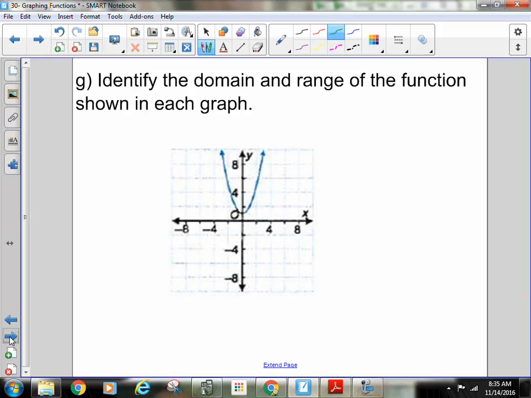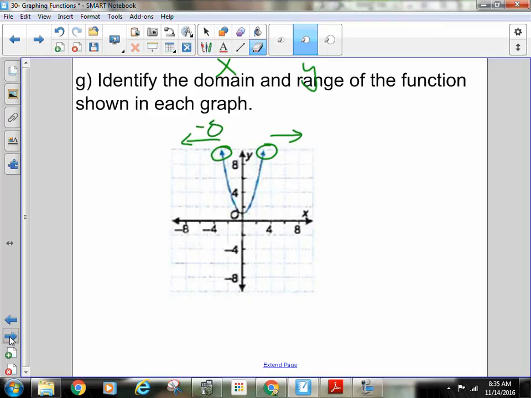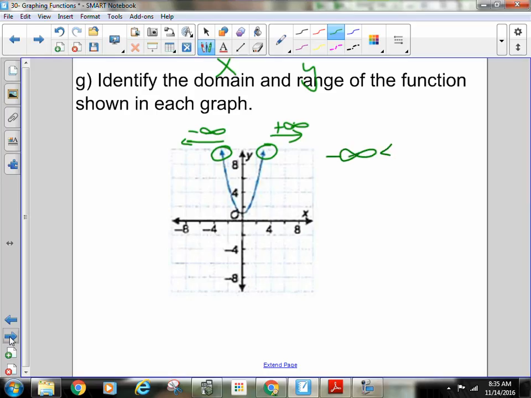G, identify the domain and range. Again, domain is x, range is y. Okay, so looking at my x's, I see that it goes on in both directions. So that means it's going to go on forever this way and this way. So 2 ways I could look at this. This direction is -infinity. And this one is positive infinity. So I could say from -infinity, x to positive infinity.